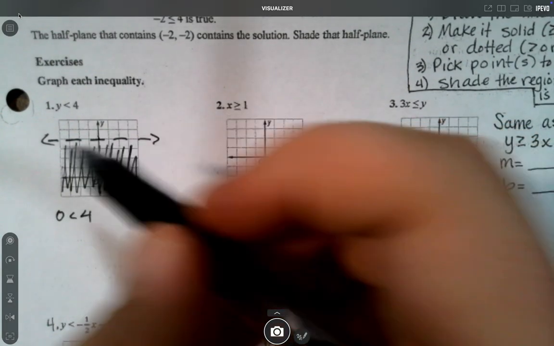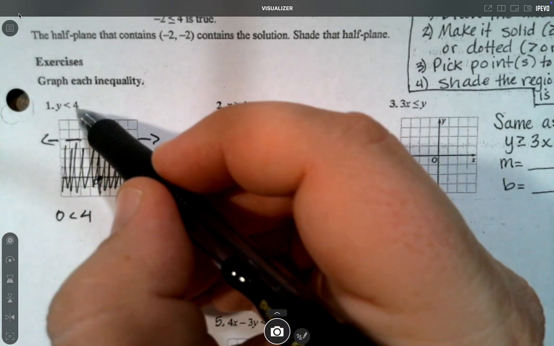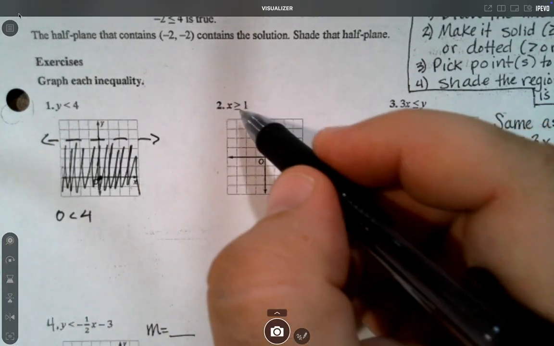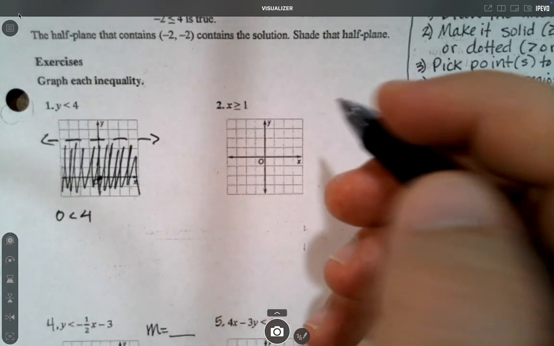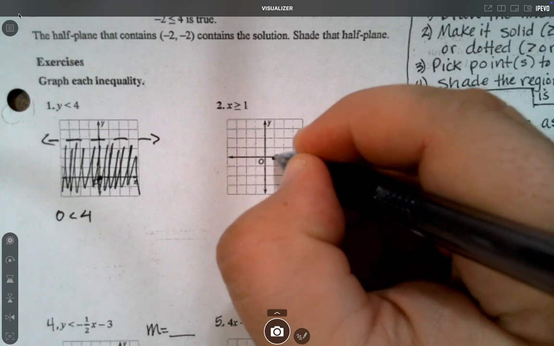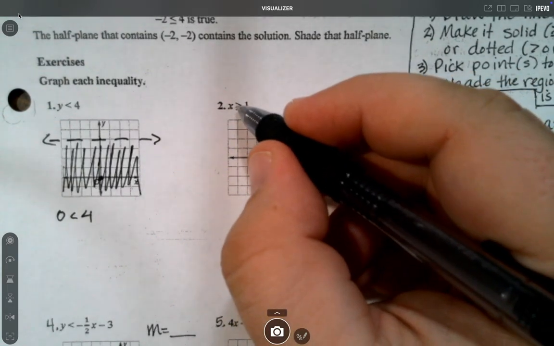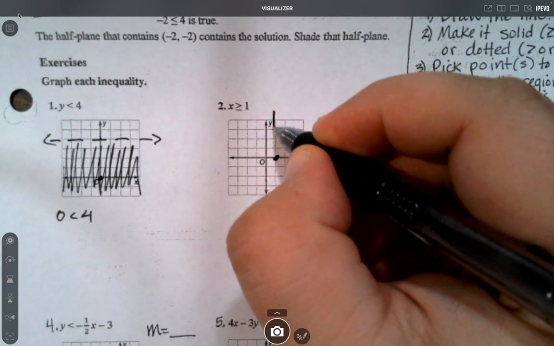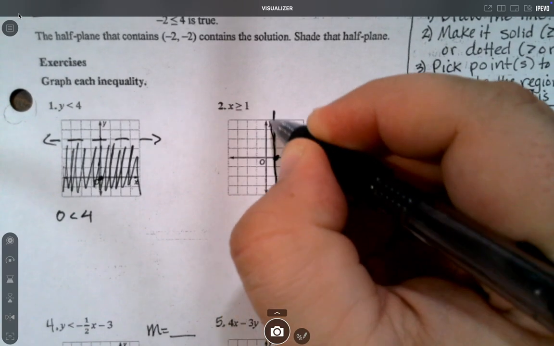This next one, just like when you have y and a number, you have a horizontal line. When you have x and a number, you have a vertical line. So here's 1 on the x-axis, and this says or equal to, so we put a solid line through x equals 1.